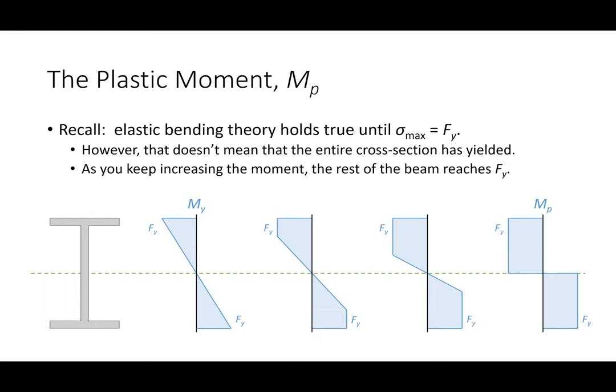With me so far? So just to give you a slight little spoiler alert, if My is Fy times the section modulus, Mp is going to be Fy times this new term Z, okay? So that's what that term Z is. If you look right here, look at the W shapes, look at all the Z values. They're all bigger than the corresponding S values, because you can always withstand a little bit more moment, okay? But don't worry, we'll go through how to compute that here in a bit. With me so far? Any questions?